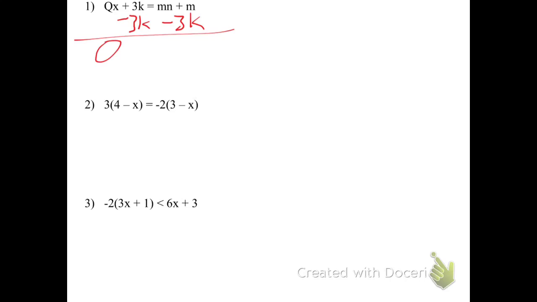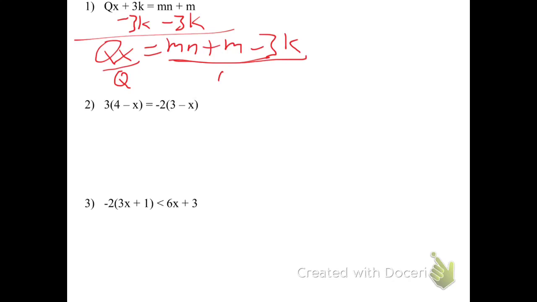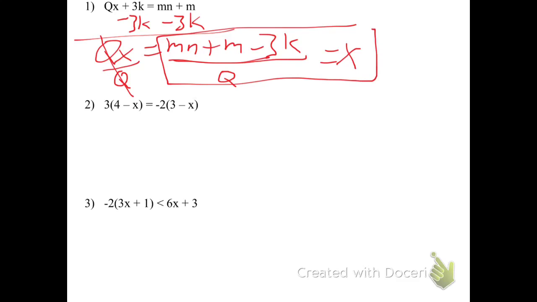And we get a new equation, which is qx equals mn plus m minus 3k. Now you have to get rid of the q, so divide both sides by q. And remember, you have to divide the whole thing by q. And so that's going to be our right side. By the way, this does not combine. One has mn and the other one just has m. They're not like terms. You can't combine them, so don't. As your final answer, this equals x. I would rewrite it, but it'd take room, and I'm just going to leave it like that.